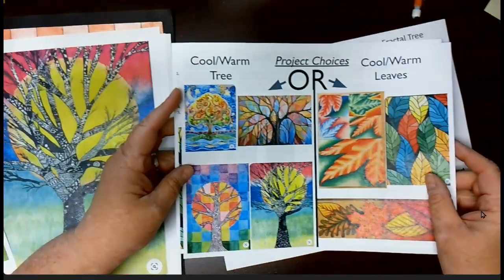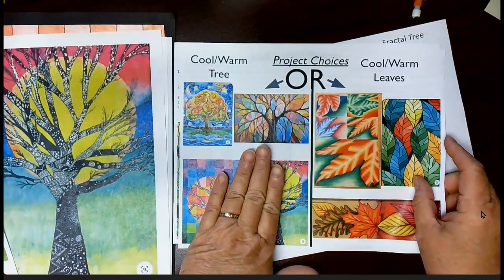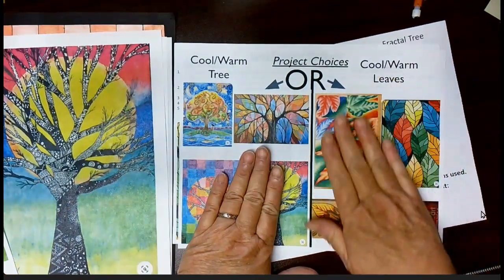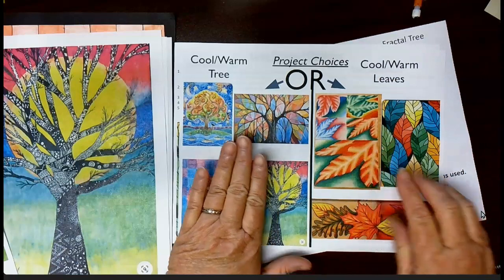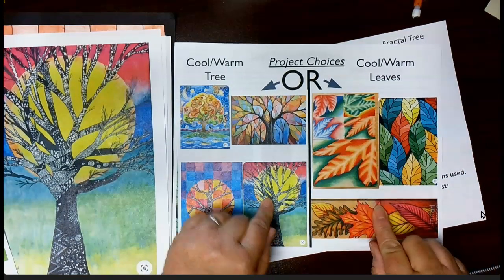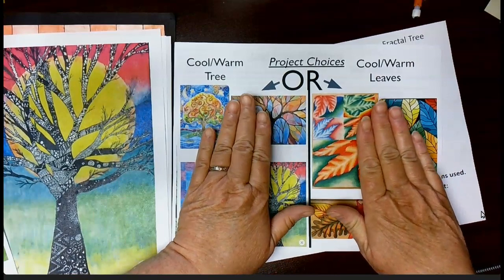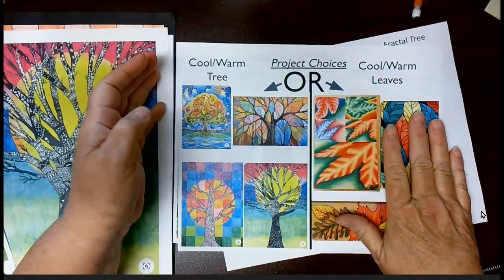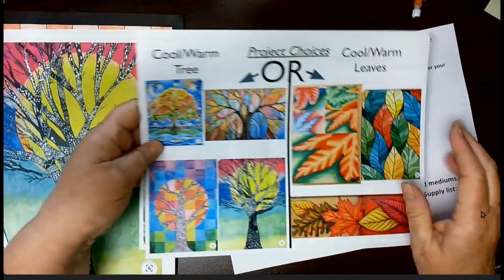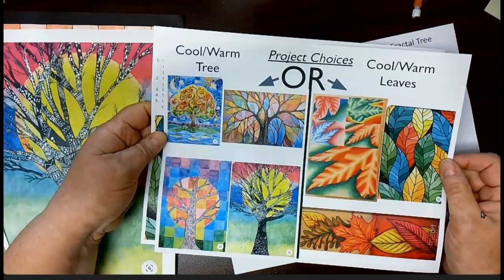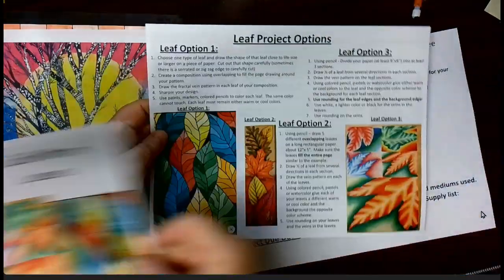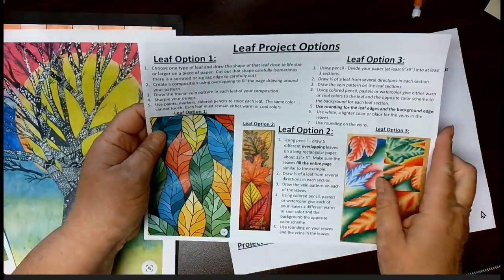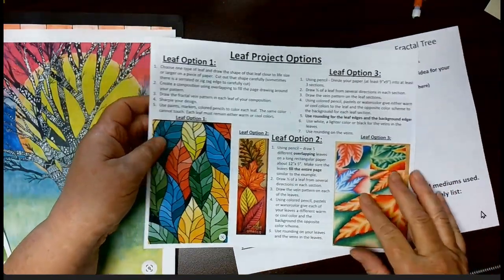You may choose either a tree project over here or a leaf project over here. They both use fractals to do them, and both of them are equally as difficult or as easy. So depending on what you really find interesting, that's how you choose which one to do. So the first thing I'm going to talk about are your leaf options.